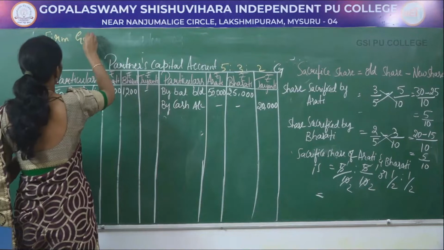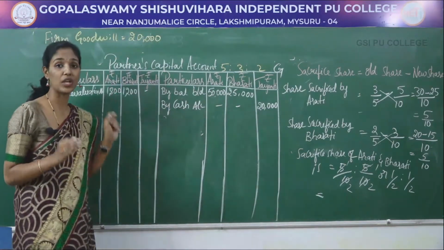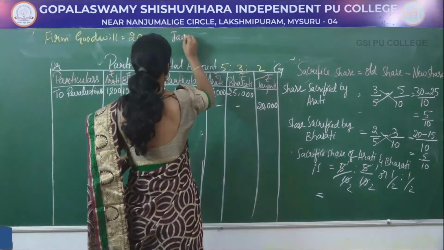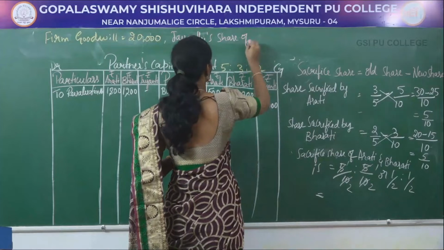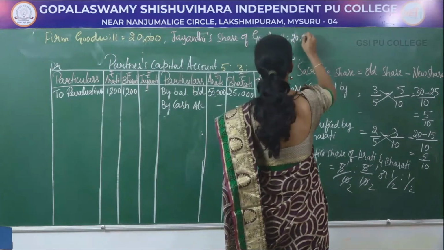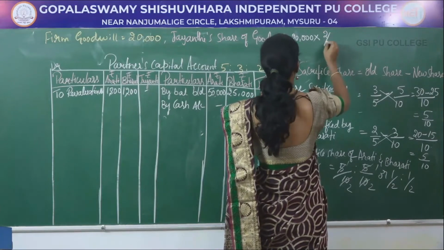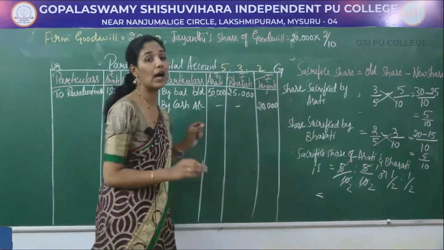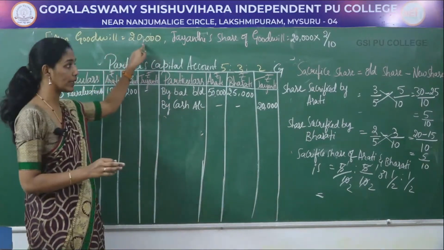The firm's goodwill is 20,000. So here now we have to take the share of the new partner. So write Jayanti's share of goodwill: 20,000 into her share, which is 2/10. What is her share? That is 2/10. Here the firm's goodwill is 20,000.